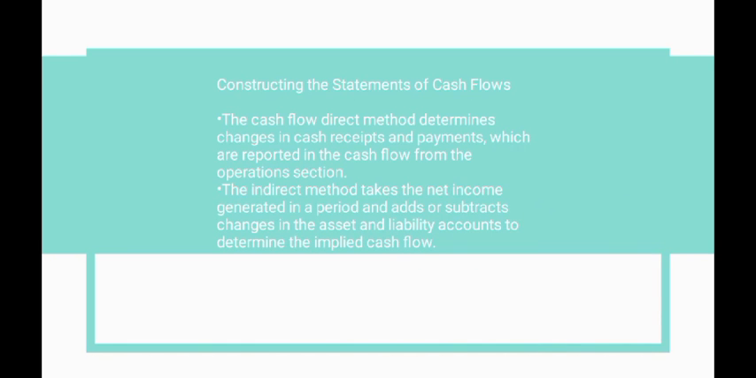The next is constructing the statement of cash flows. To construct the statement of cash flows, there are two methods. The first method is the direct method. The cash flow direct method determines changes in cash receipts and payments, which are reported in the cash flow from operations section. And the second is the indirect method. The indirect method takes the net income generated in a period and adds or subtracts changes in asset and liability accounts to determine the implied cash flows.